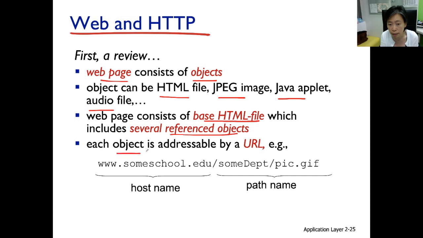Each object on the internet, on the web, is addressed by a URL. So this is an example of a URL. There are three parts: the host name, the path, and the file name.